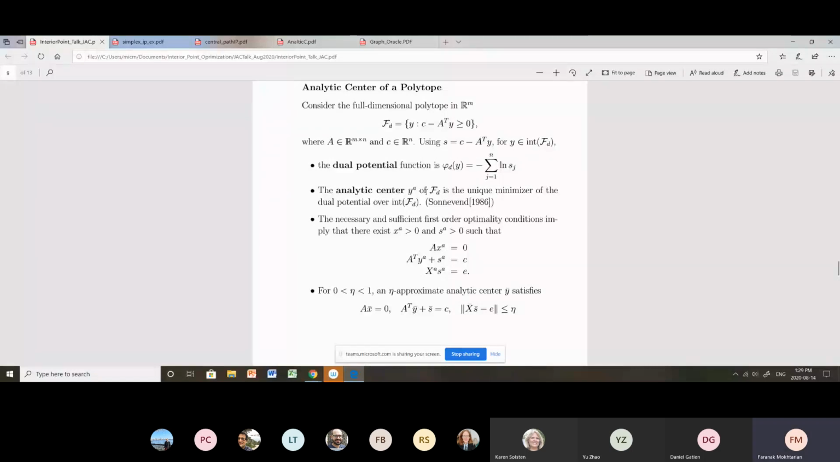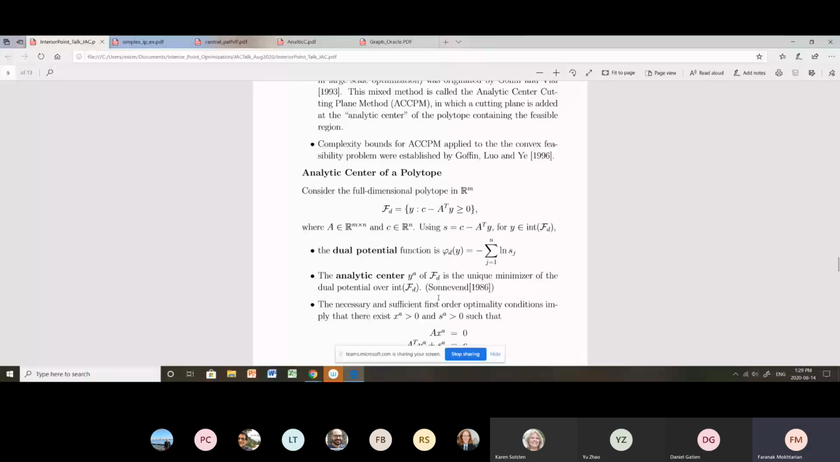And it's been used a lot in large-scale optimization. How do we find that? Again, using necessary and sufficient optimality conditions leads to a system similar to what we saw before. But in practice, only approximate analytic centers are being used. So something that would satisfy the equality conditions, but the last one is only approximated. So again, Newton's method will be applied to find the analytic center.